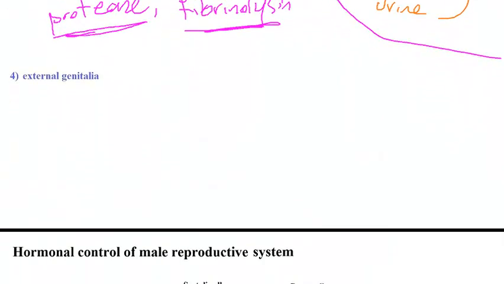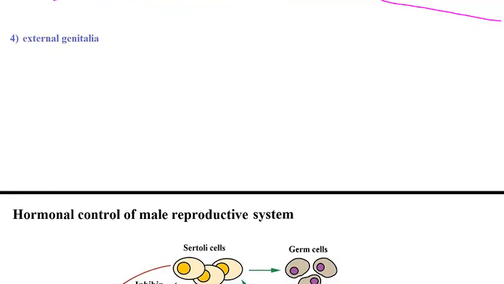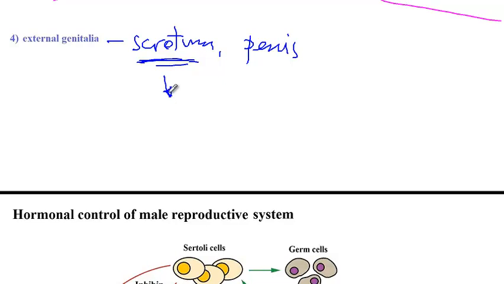All right, next we are having the external genitalia, which is composed of the scrotum and penis. So we already discussed the function of the scrotum. It's basically a pouch of skin that encloses the testes, and since the skin is hanging outside the body, it will help maintain a temperature of 35 degrees C. And that's actually the lower temperature that is required for sperm production.